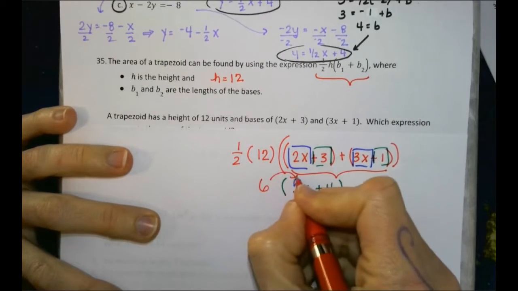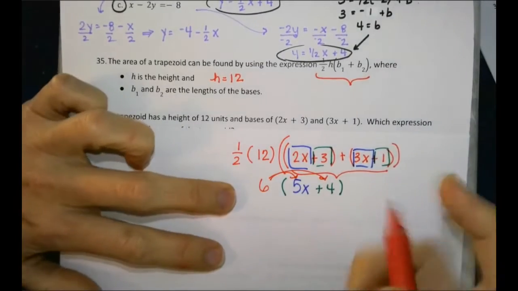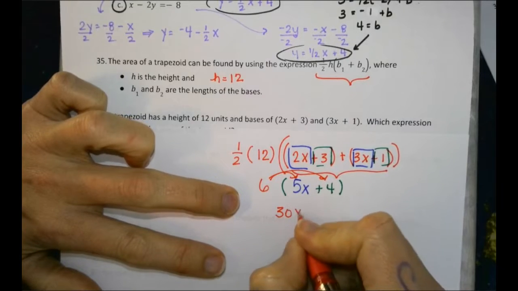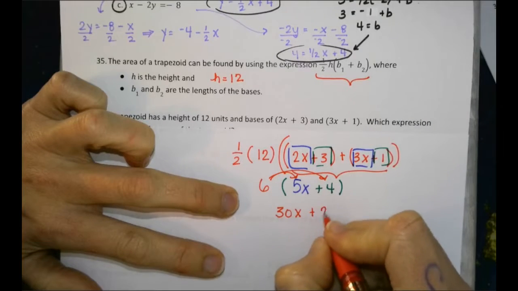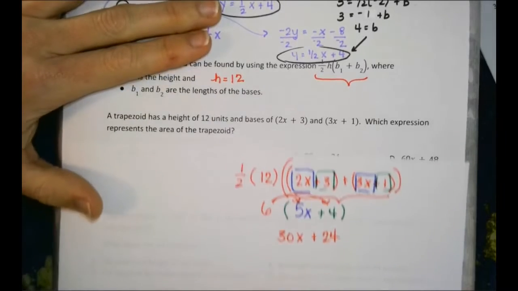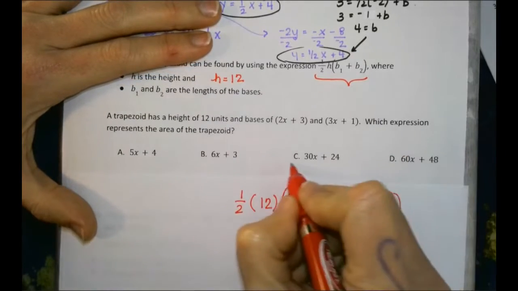And then we have to distribute. So 6 times 5 is going to give us 30x. And then 6 times 4 is going to give us 24. So 30x plus 24. Our answer should be C.